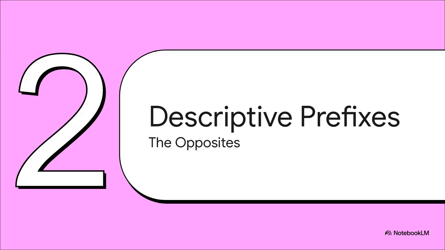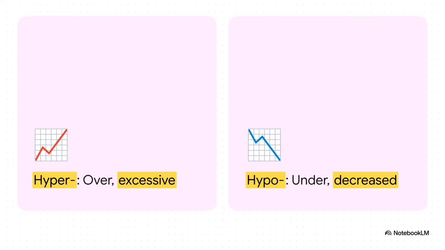Moving right along to Section 2, high-yield descriptive prefixes, the opposites. Now, descriptive prefixes describe intensity, speed, or abnormality. And you'll see these popping up in vital signs all the time. Let's look at our first matchup, hyper versus hypo. Hyper means over or increased, while hypo means under or decreased. This perfectly illustrates how just a single prefix completely flips clinical severity. Think about hypertension versus hypotension. High blood pressure versus low blood pressure. If you get these reversed in your head, you're going to pull the wrong diagnosis code every single time.